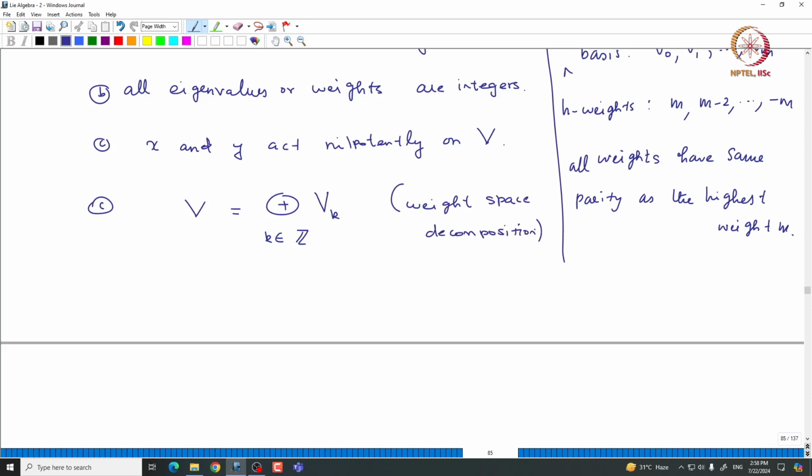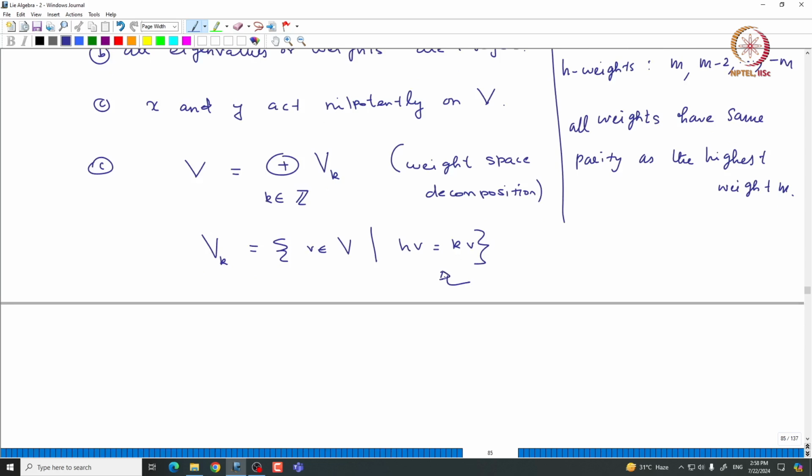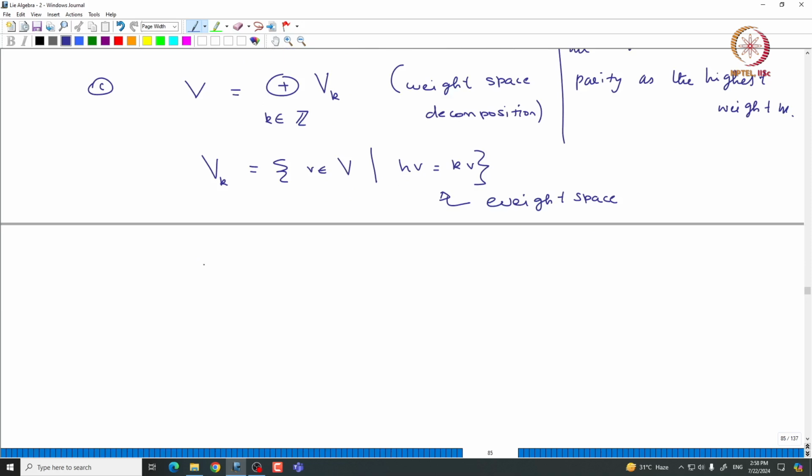That means each Vk, so these are all weight spaces corresponding to the action of H. More explicitly, Vk is given by those vectors in capital V such that Hv is equal to kv. So, we know that this is indeed called the eigenspace or the weight space of H. The dimension of this Vk is called the weight multiplicity.